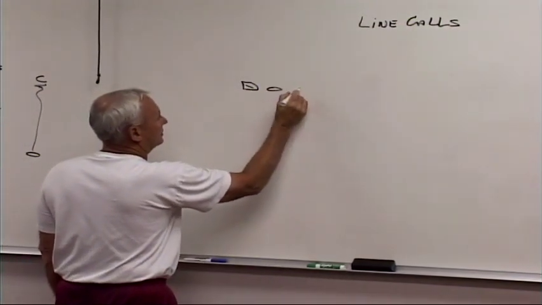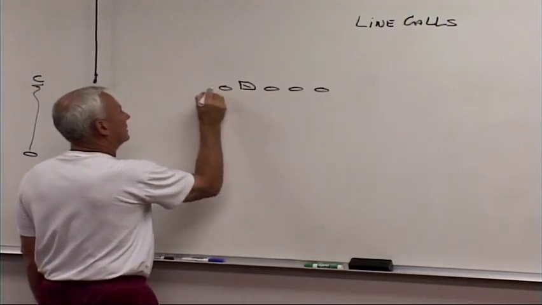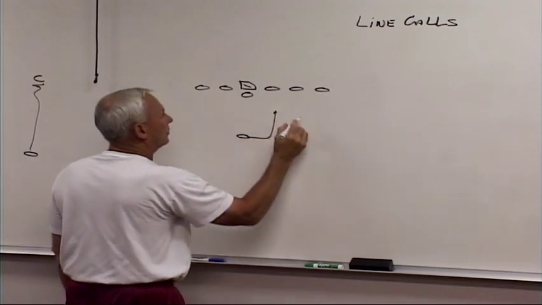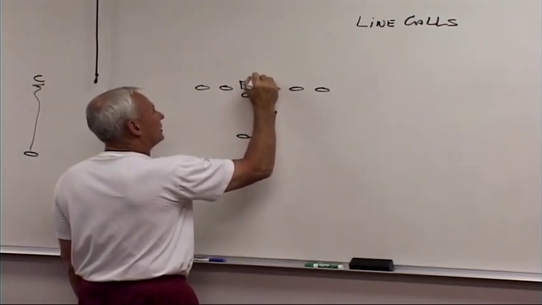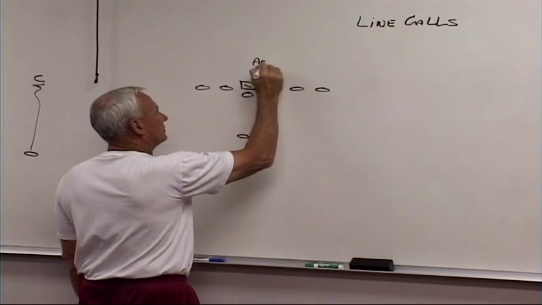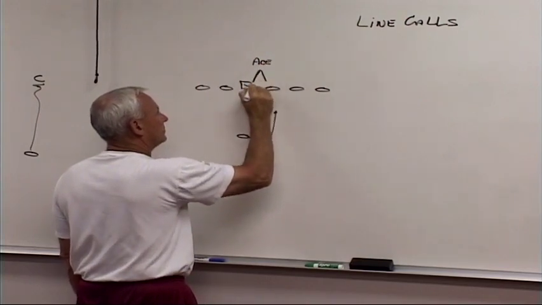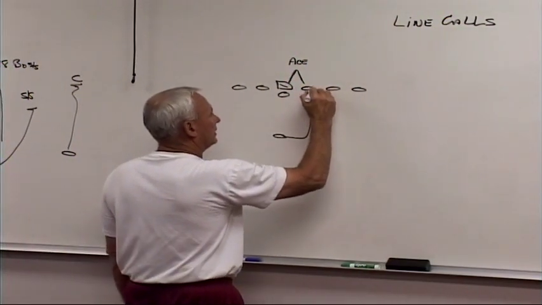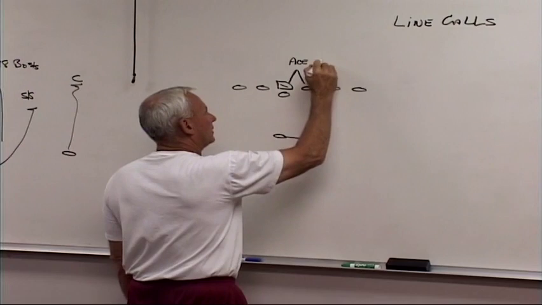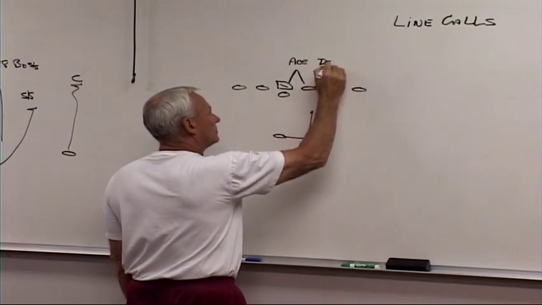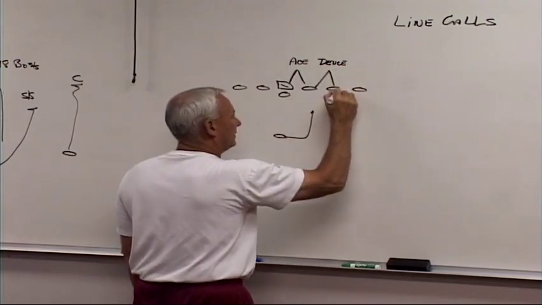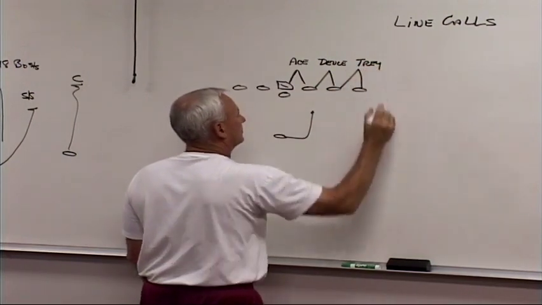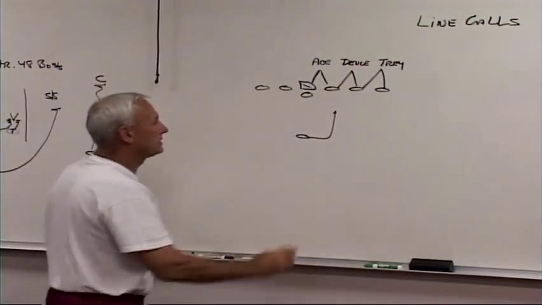Anything that the center and the play side guard do together, if we're running a zone play or whatever, anything that these two guys do together is called an ace. Anything that the guard and the tackle do together is called a deuce. Anything that the tackle and the tight end do together is a tray. All right? That's play side.